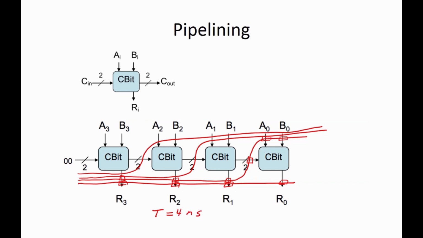The latency of this pipeline circuit is equal to the number of pipeline stages, 4 in this example, times the clock period time. So the latency is 4 times 4 nanoseconds, which equals 16 nanoseconds. The throughput of a pipeline circuit is 1 divided by the clock period. So throughput is 1 over 4 nanoseconds.